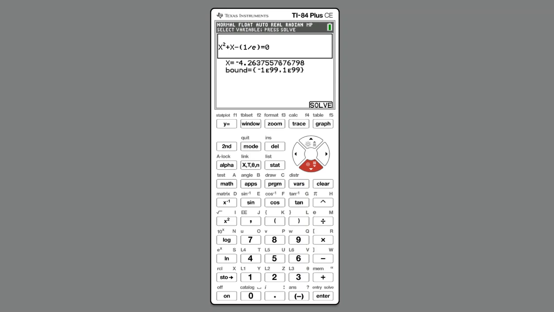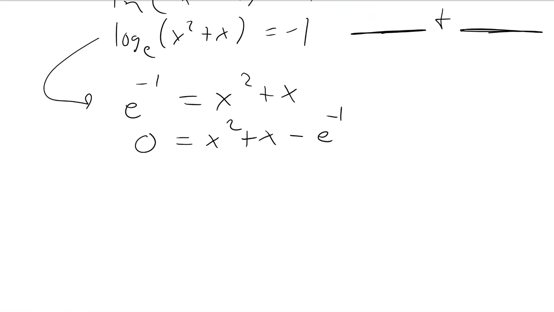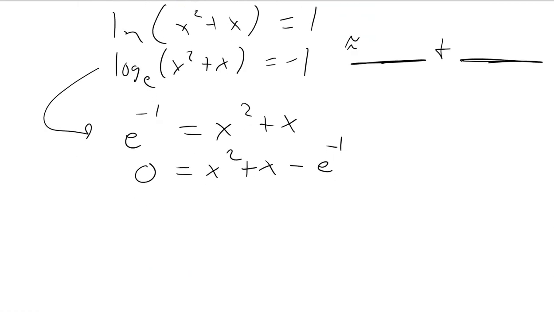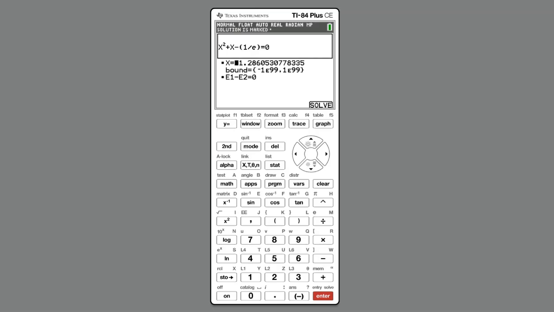That's not one of the answers. That's what I'm about to make my guess. So alpha enter, it will seek out one of the answers. It's like negative 1.286. Approximately negative 1.286. And it's only going to give you one of your answers.